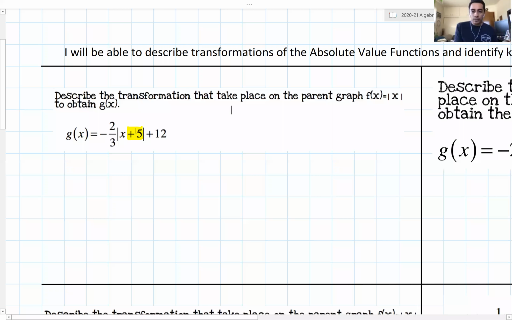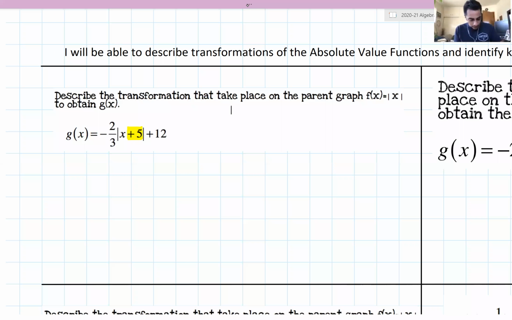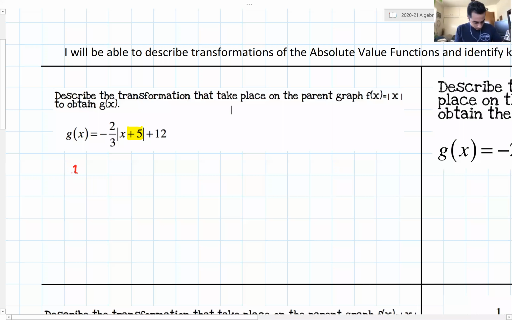Why is the sign important? Because we've seen in our simulations that if you add a value, it shifts to the left, and if you subtract a value, it shifts to the right. So that sign is critical because it tells us the direction in which we should go, or at least the opposite of the sign. So the first type of transformation that you want to describe is going to be horizontal shifts, right?